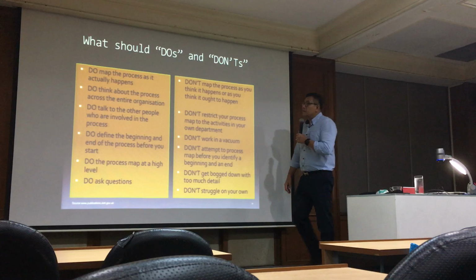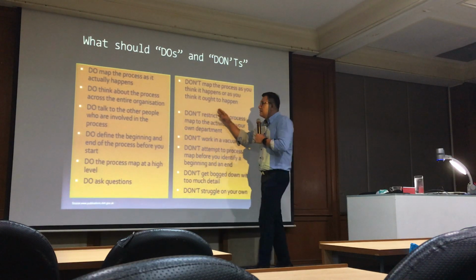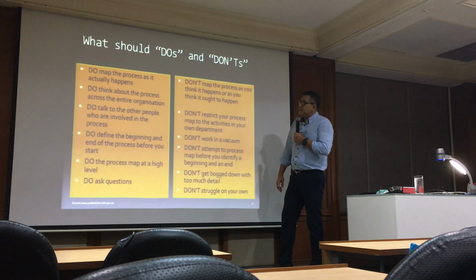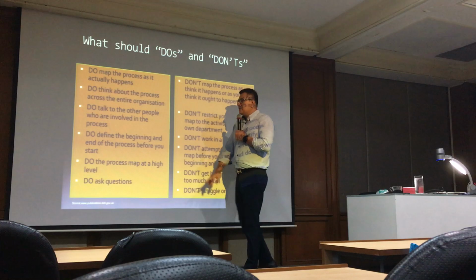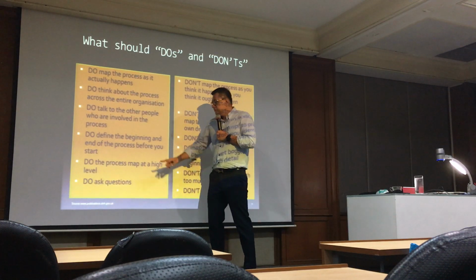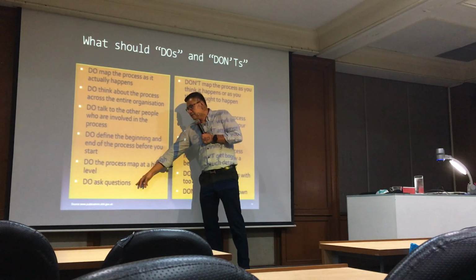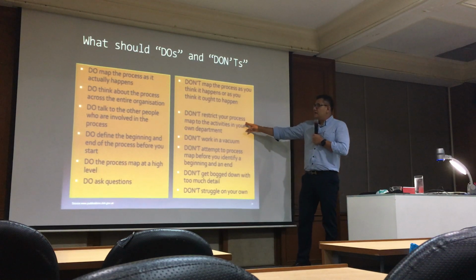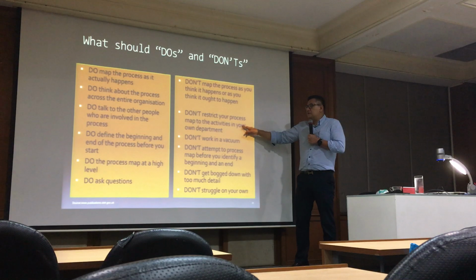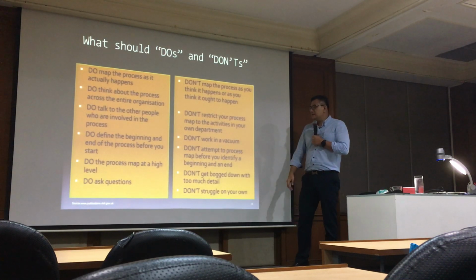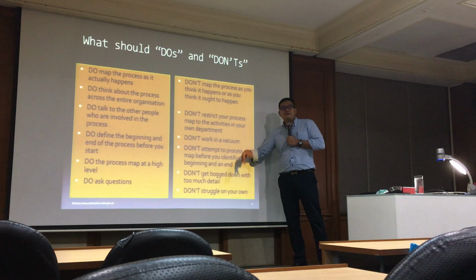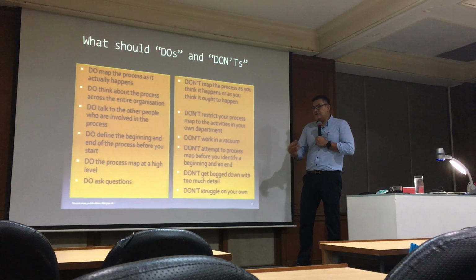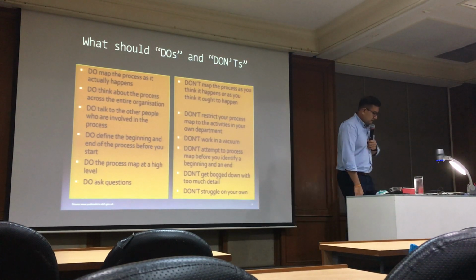And the second one is about things across the organization, just like the process view. We also need to talk to others who are involved in the process. We need to define the beginning and the end of the process before you start, and we require a high level of detail, as I mentioned, and ask questions if you have a problem. Don't do the process map by sticking to your own department. Don't work in a vacuum. Ask other people. Don't attempt to map before you identify the beginning and the end of the process. And don't get too much detail, because you'll have no clue which point to improve first. And please ask questions. Okay?